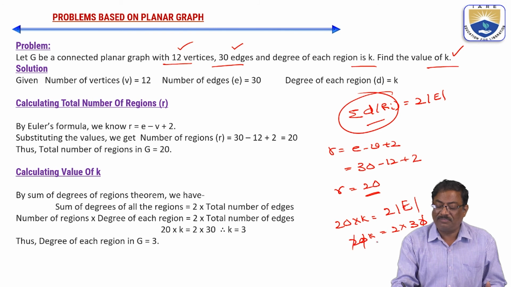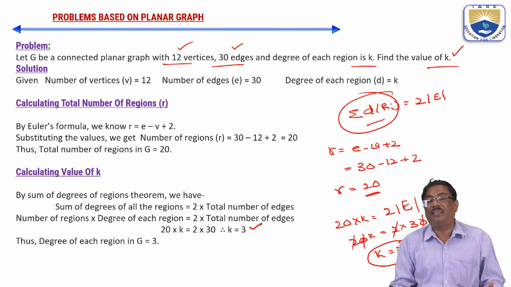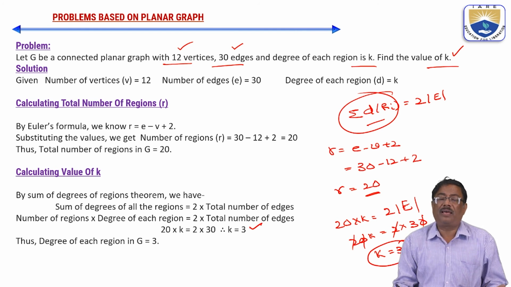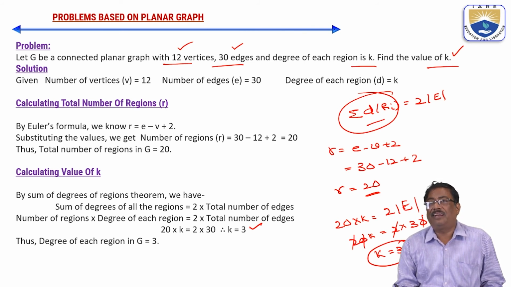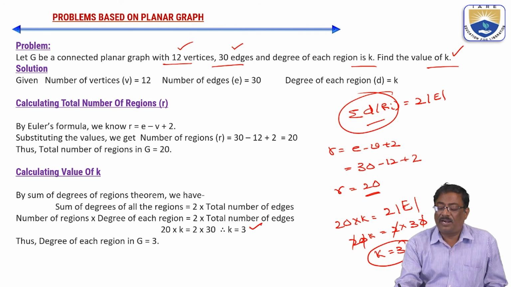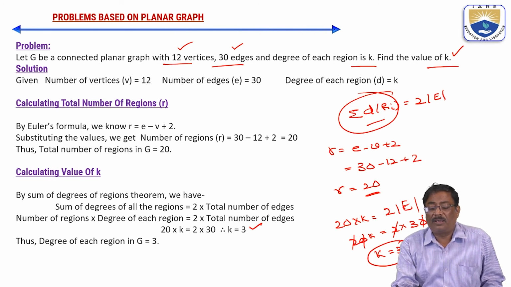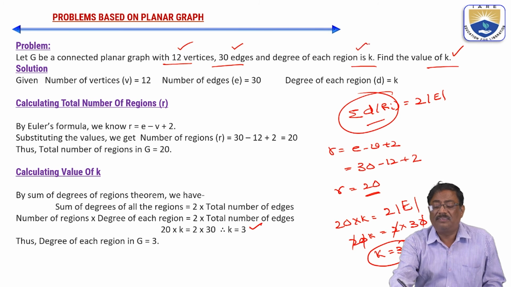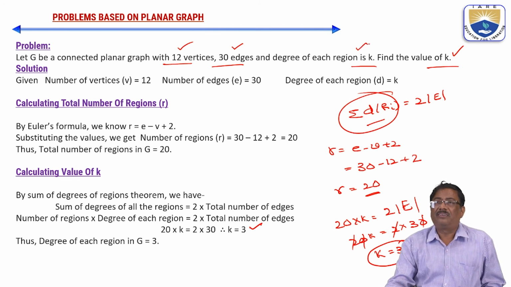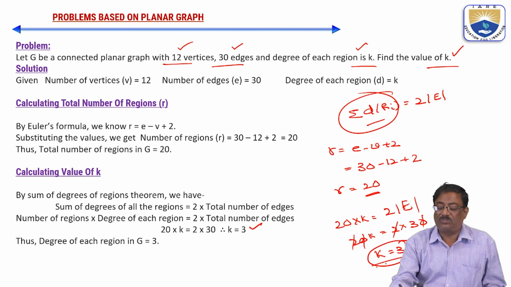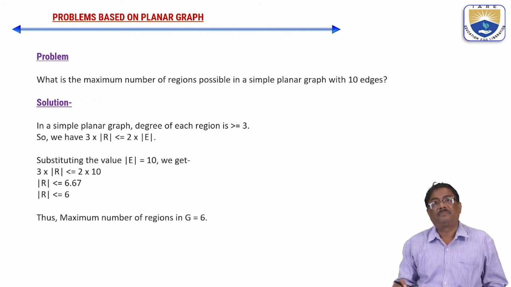So 3 gets cancelled, and then this is cancelled. So each and every region's degree is 3. When you are considering a planar graph with 12 vertices and 30 edges, where each and every region has degree k, each region's degree is given already, and that k value is equal to 3.